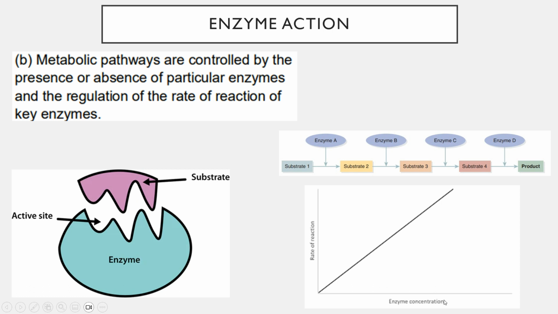As we increase our enzyme concentration, we increase our rate of reaction, or how quickly we get to our end product. We also know that if there's ever an absence or a loss of a particular enzyme, that can have a negative impact on these pathways. So if we knocked out enzyme A, for example, that means substrate 1 isn't going to be converted into substrate 2, which means there's no 2 to make 3 or 4, and we don't get to our end product. So their presence or absence are really important in allowing these metabolic pathways to proceed.